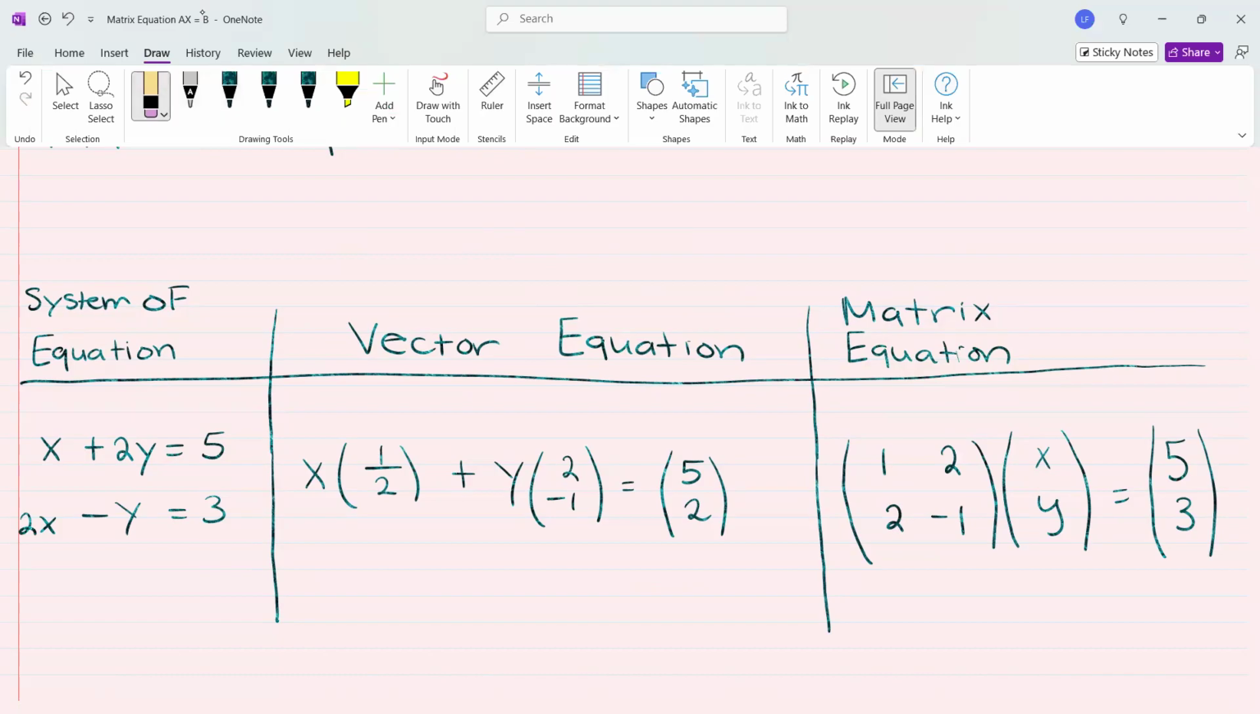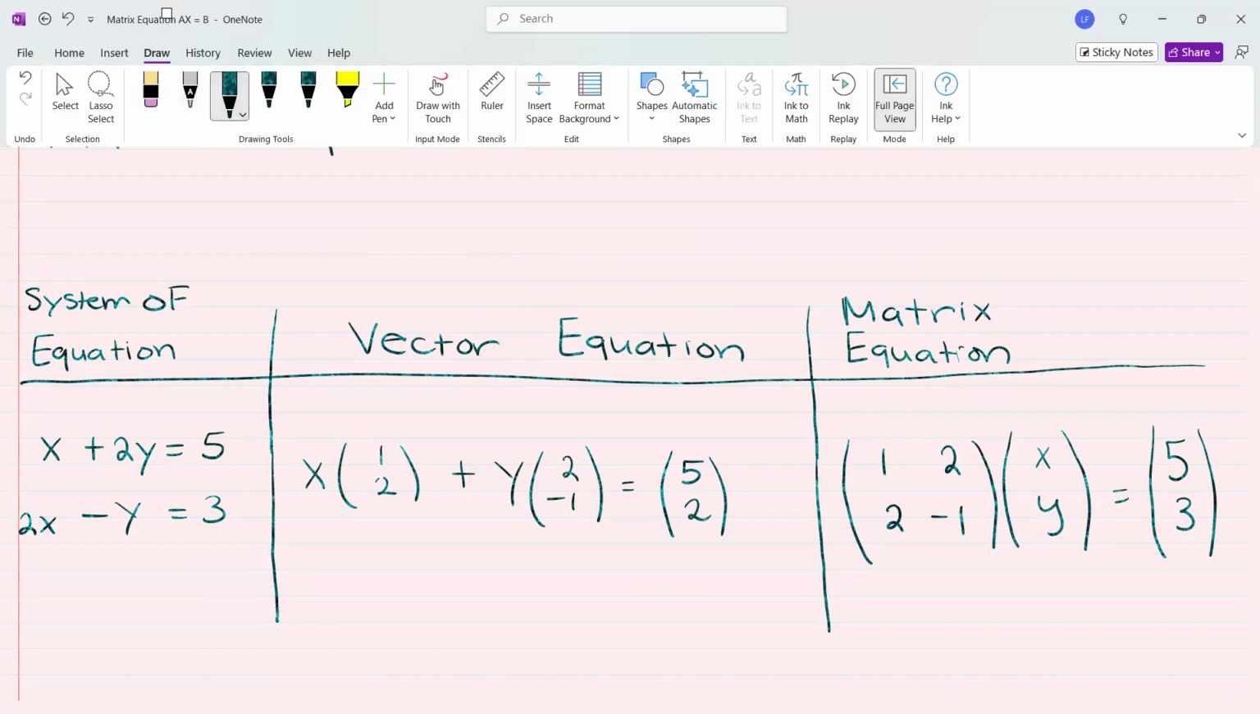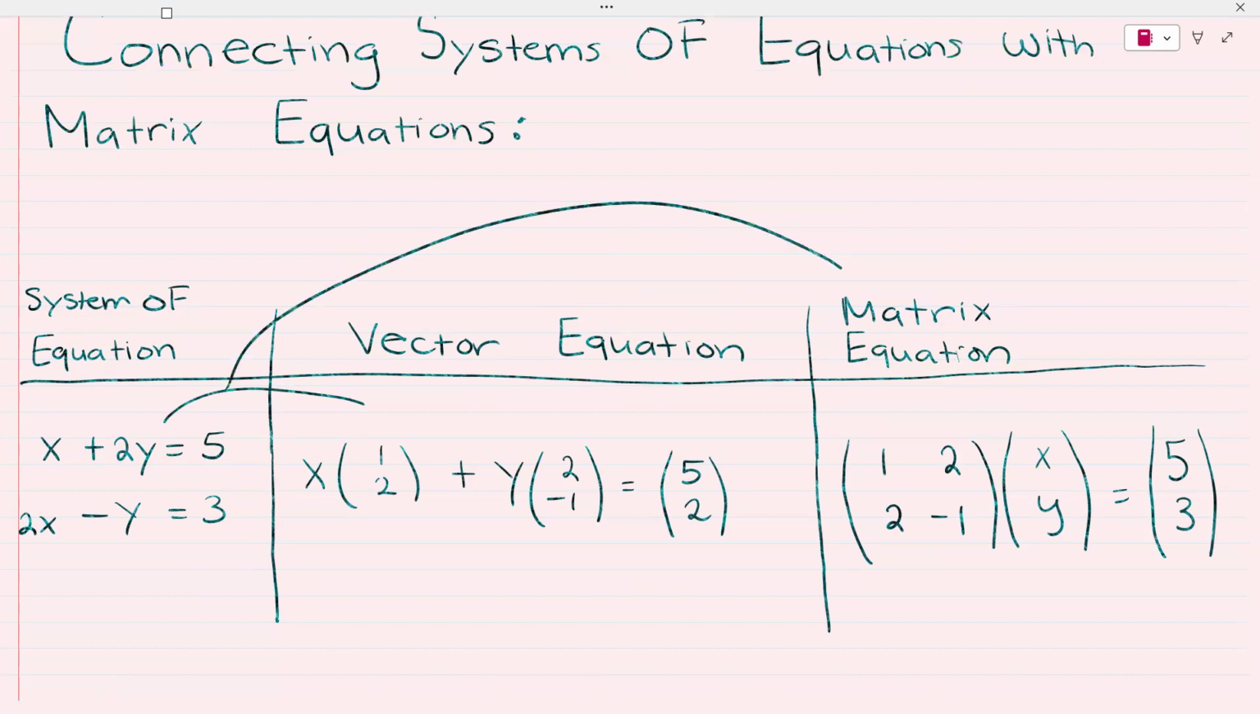There should not be a divide, it should just be 1. Okay, and then you can also plus y times the vector (2, -1) equals the vector (5, 2). So you can rewrite this as a vector equation, and then you can also write this as a matrix equation. It would be the matrix [1, 2; 2, -1] times the vector (x, y), and it spits out (5, 3), so there should be 3 here.